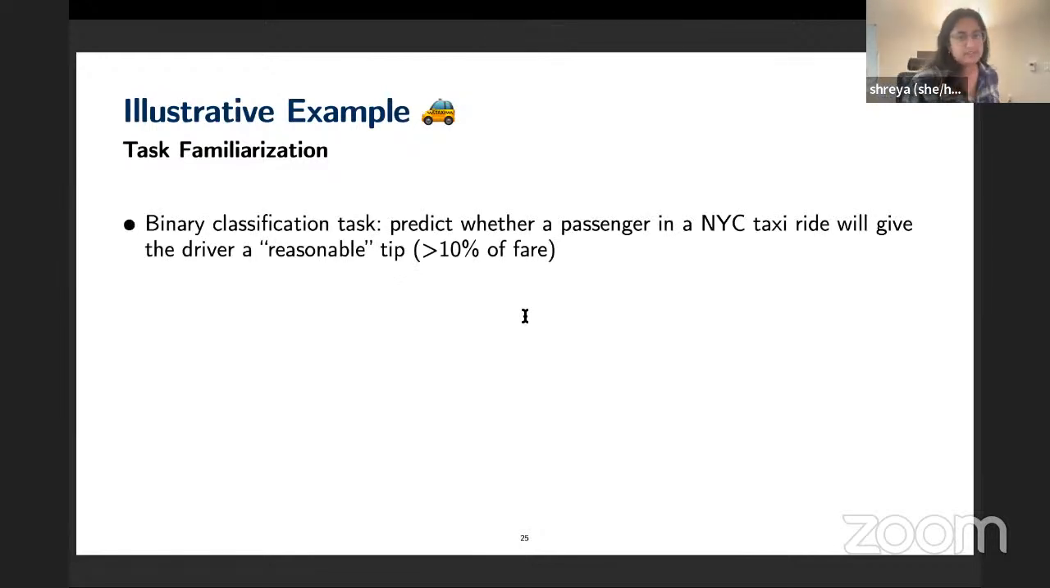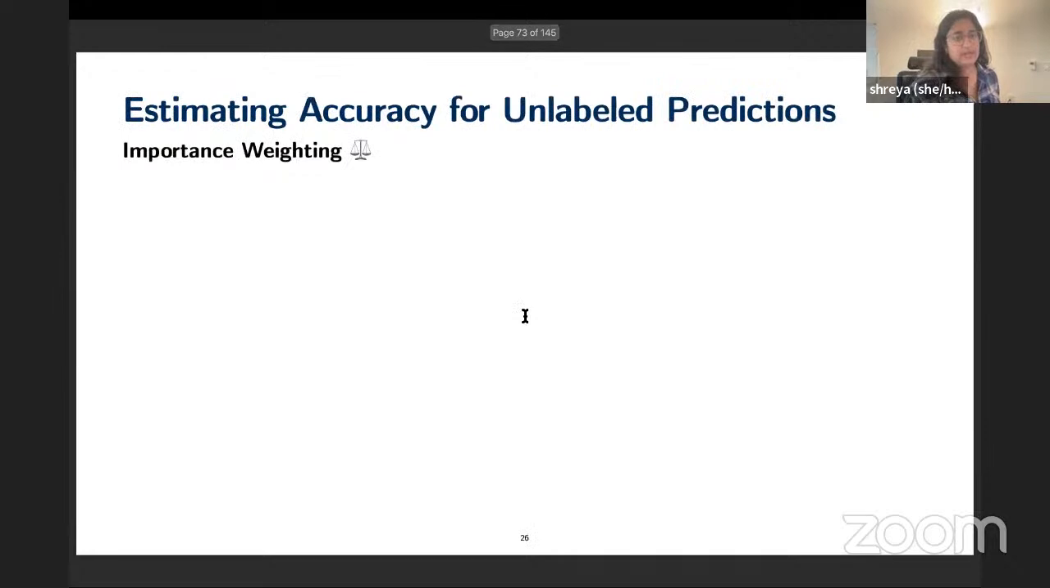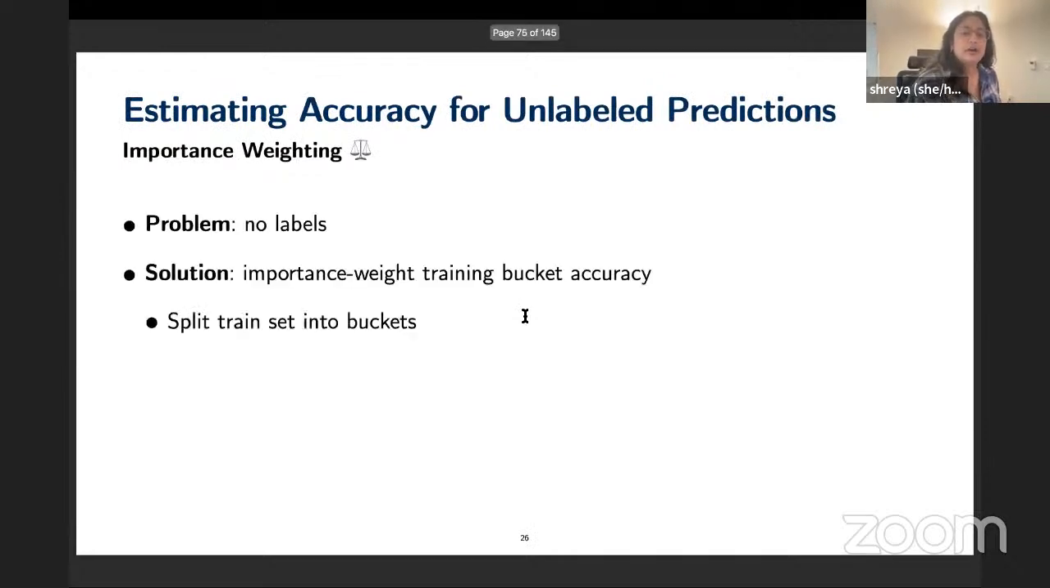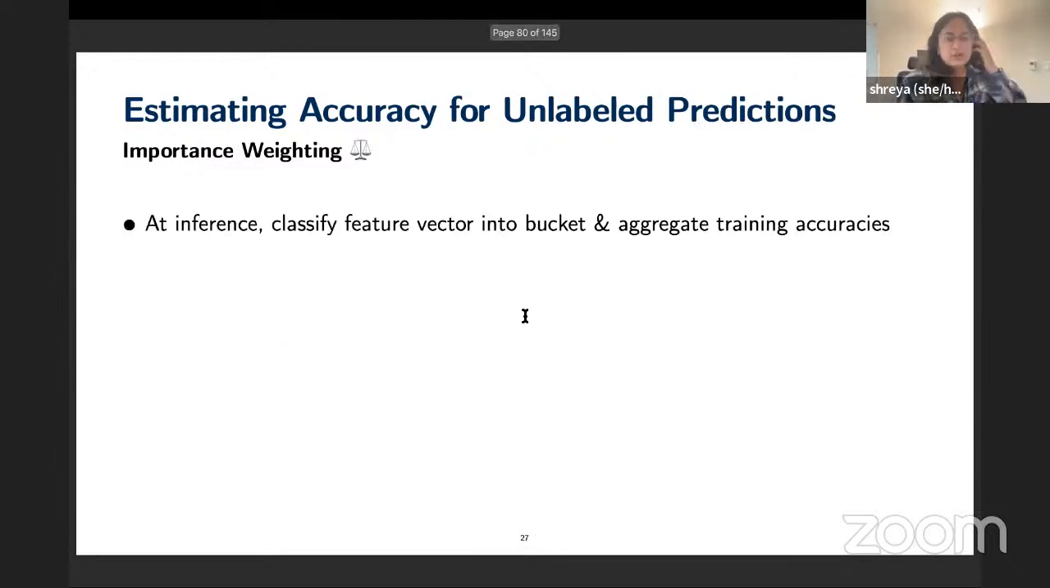So on the New York City taxi cab data set, where we try to predict whether a passenger will give the driver some sort of tip, may or may not have been defined by undergrad, we use off-the-shelf data management tooling, data frames, and a sklearn model, which try to approximate accuracy. So the way that it works is you take your training set, you split it into buckets using some function, and you create the criteria for these buckets such that each bucket gets its own training accuracy. And then when it comes time to inference, you take the live vector of features, you figure out which bucket it corresponds to, and then aggregate the training accuracies for a set of predictions.